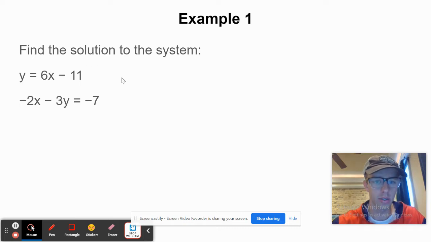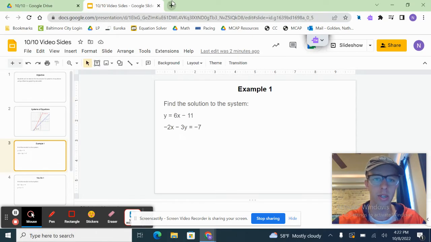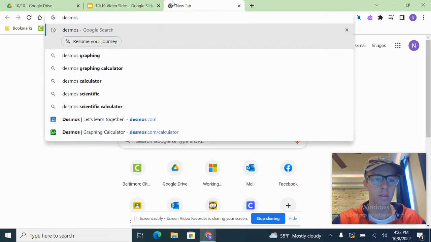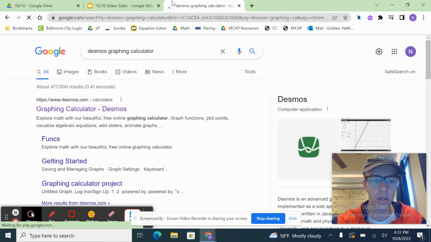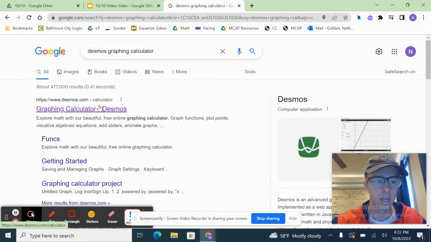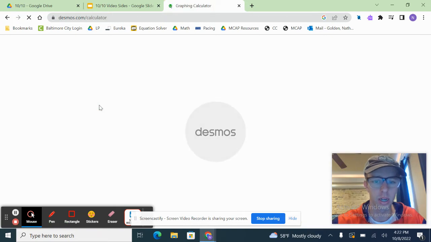So let's see. Find the solution to the system of equations. Here I have y equals 6x minus 11 and -2x minus 3y equals -7. So these are both linear functions. They're going to graph as straight lines. And so all I need to do is put them into my Desmos graphing calculator and look for the intersection, and that's the answer. So on your computer, I want you to open up another tab and search Desmos graphing calculator. Pause if you need to. Go open another tab, graphing calculator, Desmos, first option here.